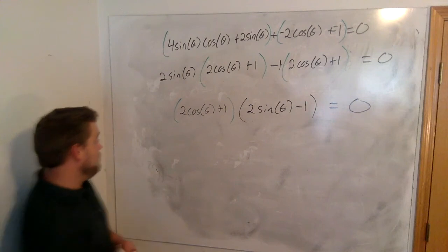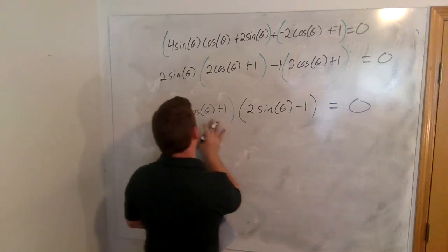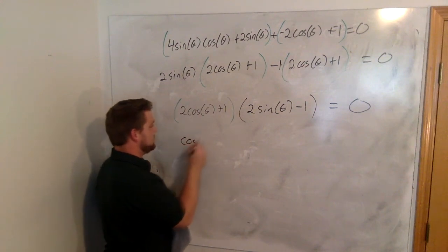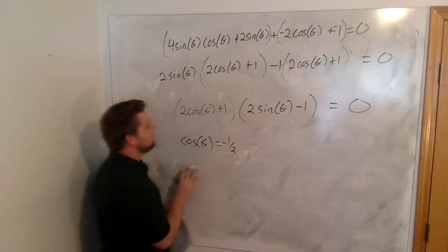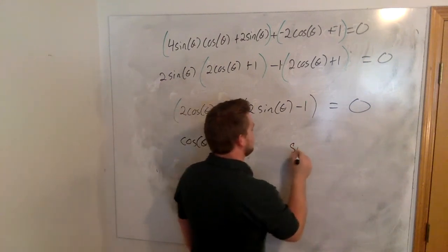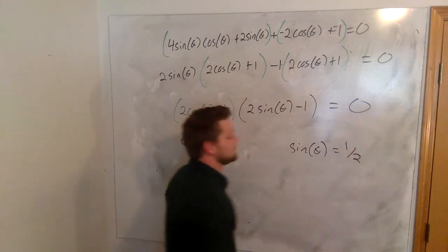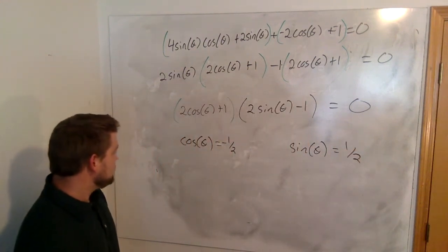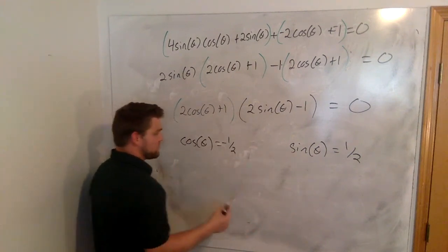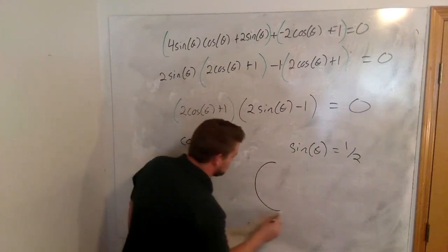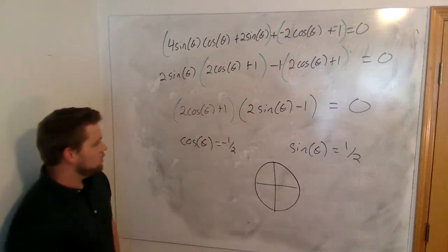Okay, so we have the zero product property: either this is 0 or this is 0. So here, the cosine of theta could be equal to what? Negative 1/2. Over here, the sine of theta could be equal to positive 1/2. These are nice numbers on the unit circle. Again, you could take the cosine inverse or the sine inverse of both sides, but we just use the unit circle.